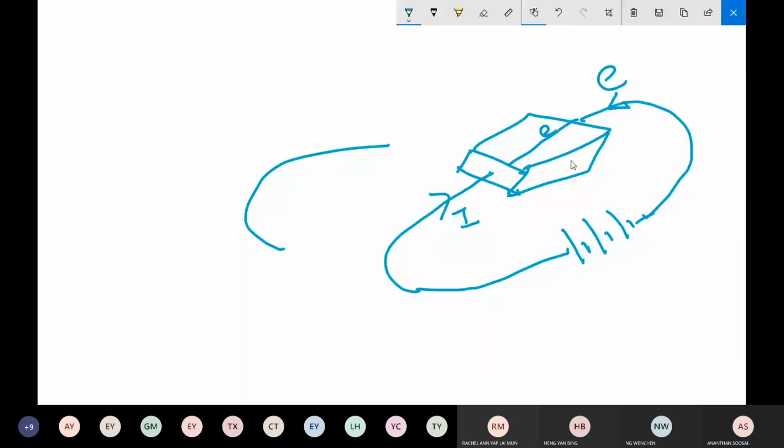Now what we do, we apply a magnetic field upwards, vertically up. What happens to the electrons in this conductor? The electrons are going to experience a magnetic force. Which direction will the electrons experience the magnetic force? Use your Fleming left-hand rule. Tell me which direction you're going to take. FBI, B down.